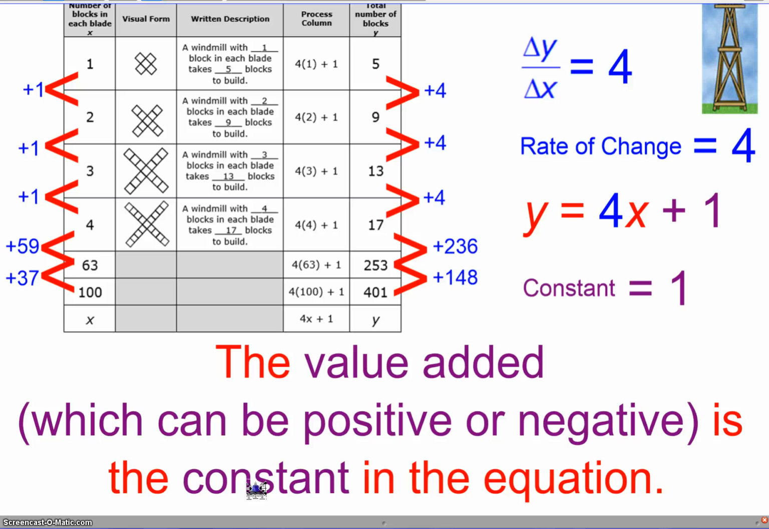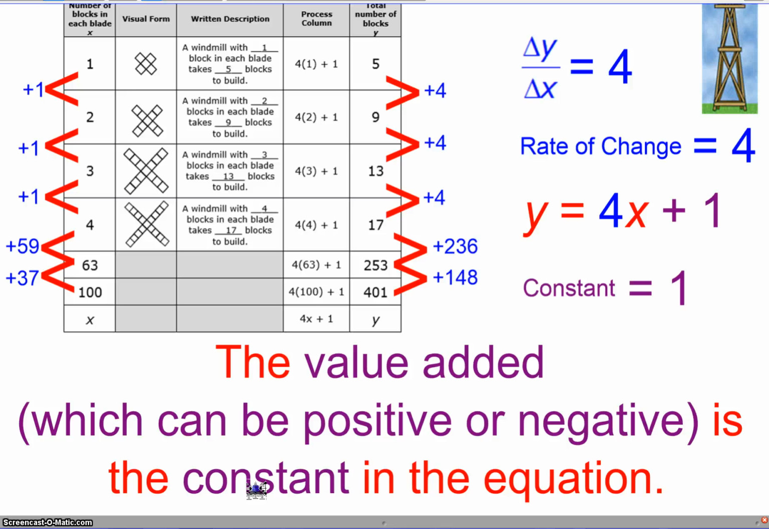So look at your whirling windmills. Your table should be filled out by now. Let's go ahead and answer those questions. It says, in the visual form, the independent variable is represented by, and it should be the blades of windmill, because that is what's changing every single time. And the dependent variable is represented by total number of blocks. So the first blank is blades of windmill, and the second blank for dependent variable is going to be the total number of blocks.